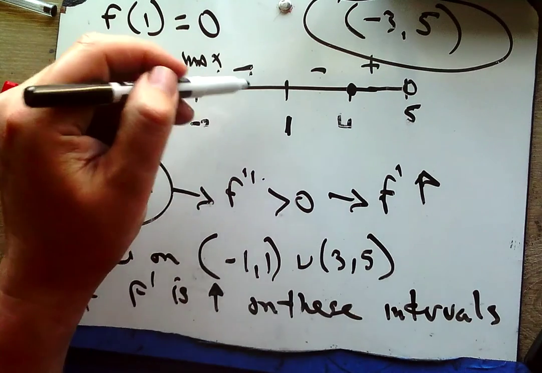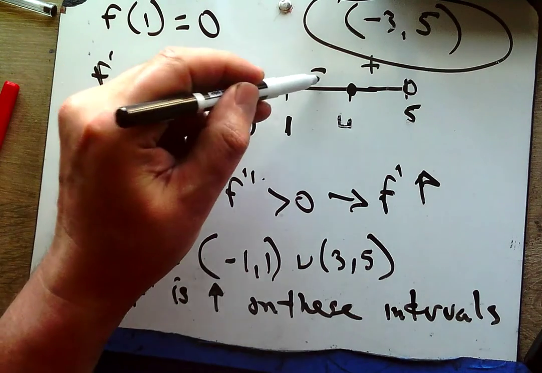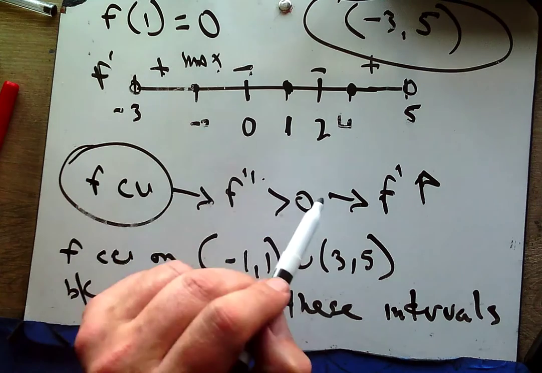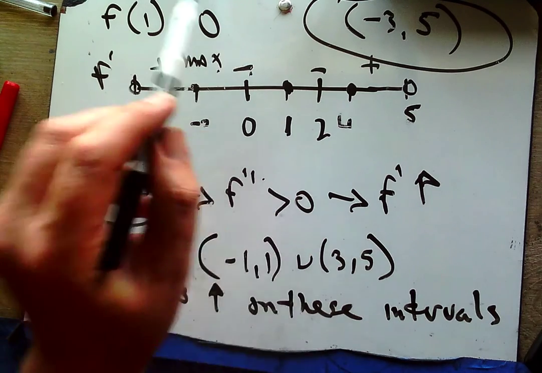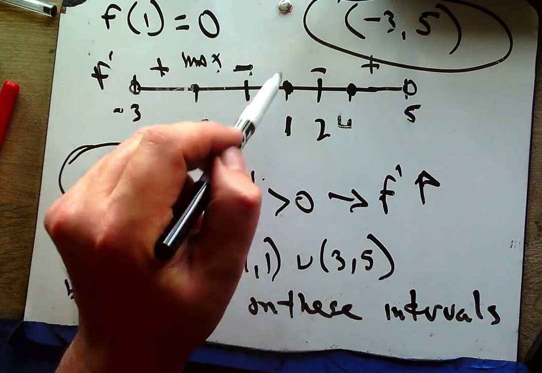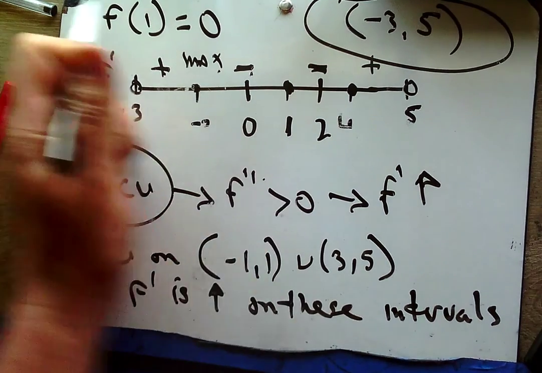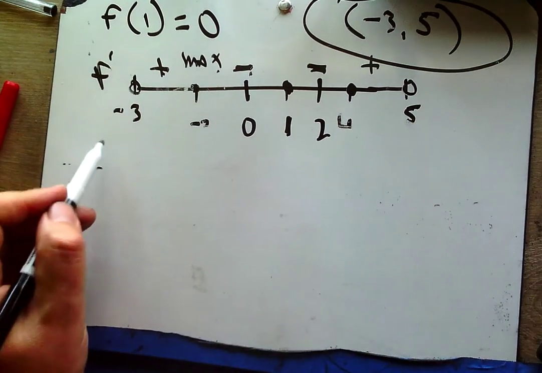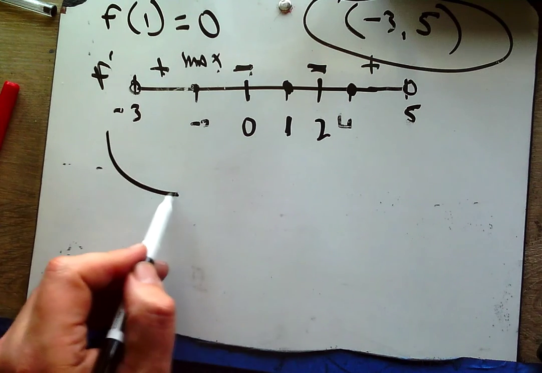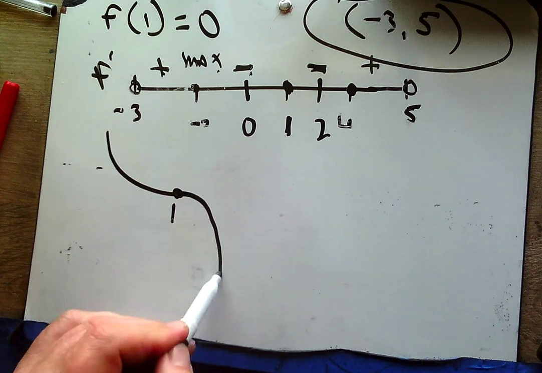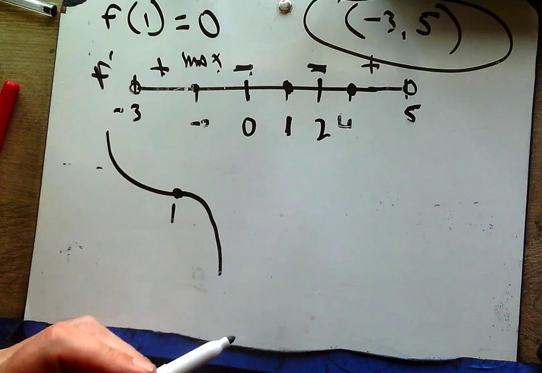Okay, so 0 to 2. Well, what do I know is happening? I know I have a 0 slope at x equals 1, and I know that f is decreasing, has a 0 slope, and then decreasing. Okay, so what does that look like? F is decreasing to a 0 slope. There's my 0 slope at 1, and decreasing again.